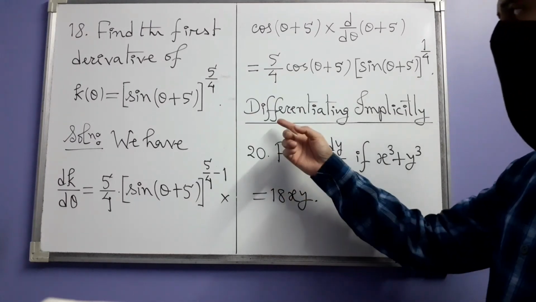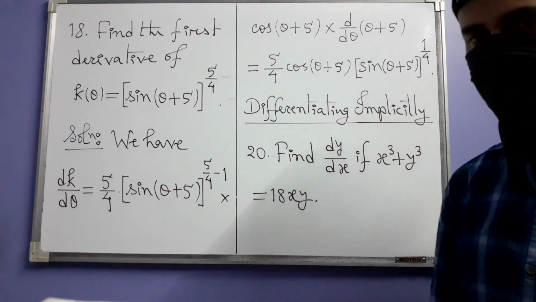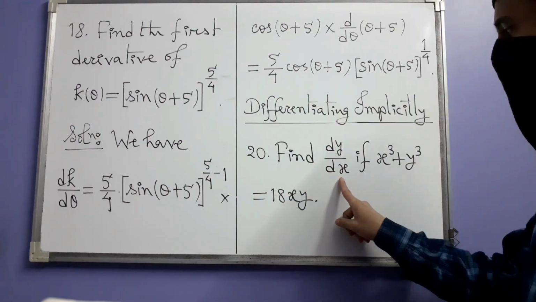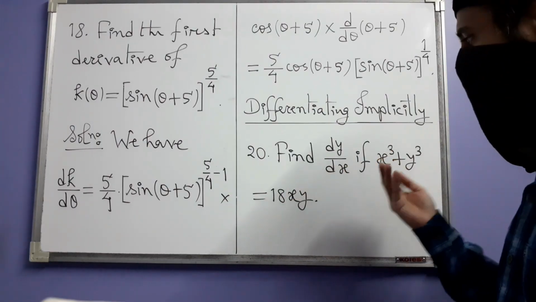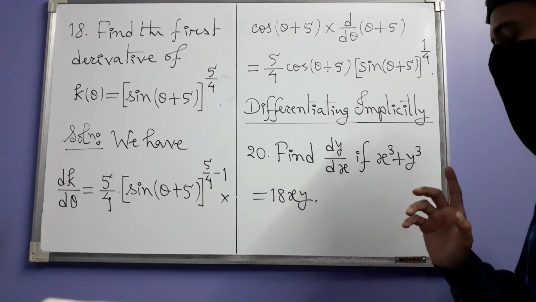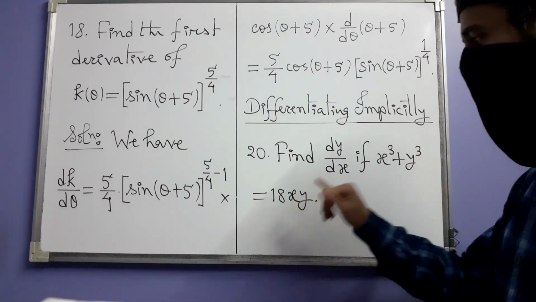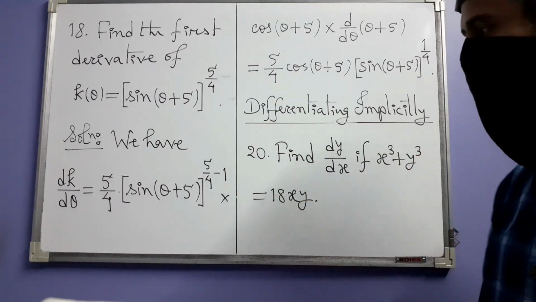The next heading is differentiating implicitly. So now we are going to use implicit differentiation, and let's consider number 20. Find dy/dx from this relation. We are no longer given y as an explicit function of x, but we are only given this equation that x and y satisfy: x cubed plus y cubed is equal to 18xy. From this we have to find dy/dx.